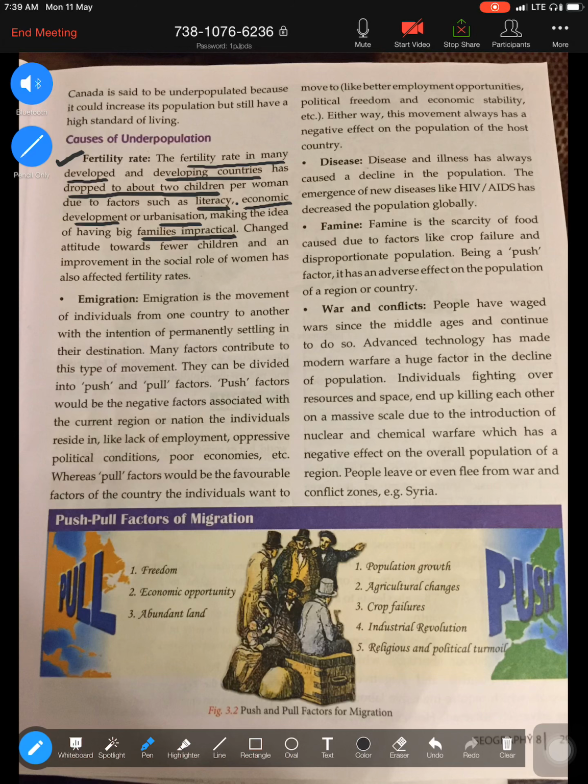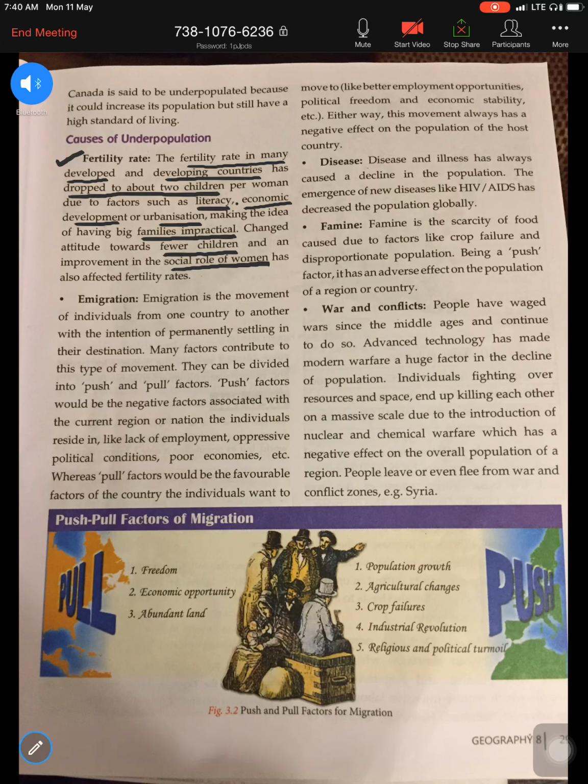The attitude towards fewer children is being encouraged, and even the role of the women is changing now. Earlier they were subjected to a very limited role, but now you see women in every arena. You see them in most of the fields. So that is why this can lead to a decrease in the fertility rate. So that is the first main cause of underpopulation, that is fertility rate being dropped because the people are alert, educated, conscious about large family and because of the changing role of the women now.